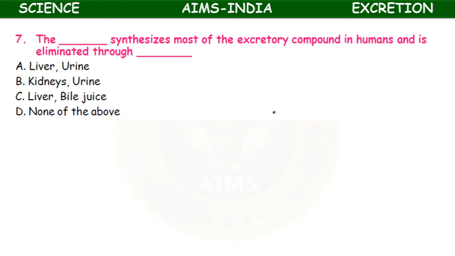The dash synthesizes the most of the excretory compound in humans and is eliminated through dash: liver, urine, kidneys, urine, liver, bile juice. It is the first one. The liver synthesizes the most excretory compound in the humans and is eliminated in the form of urine after filtration in the kidneys. Okay.